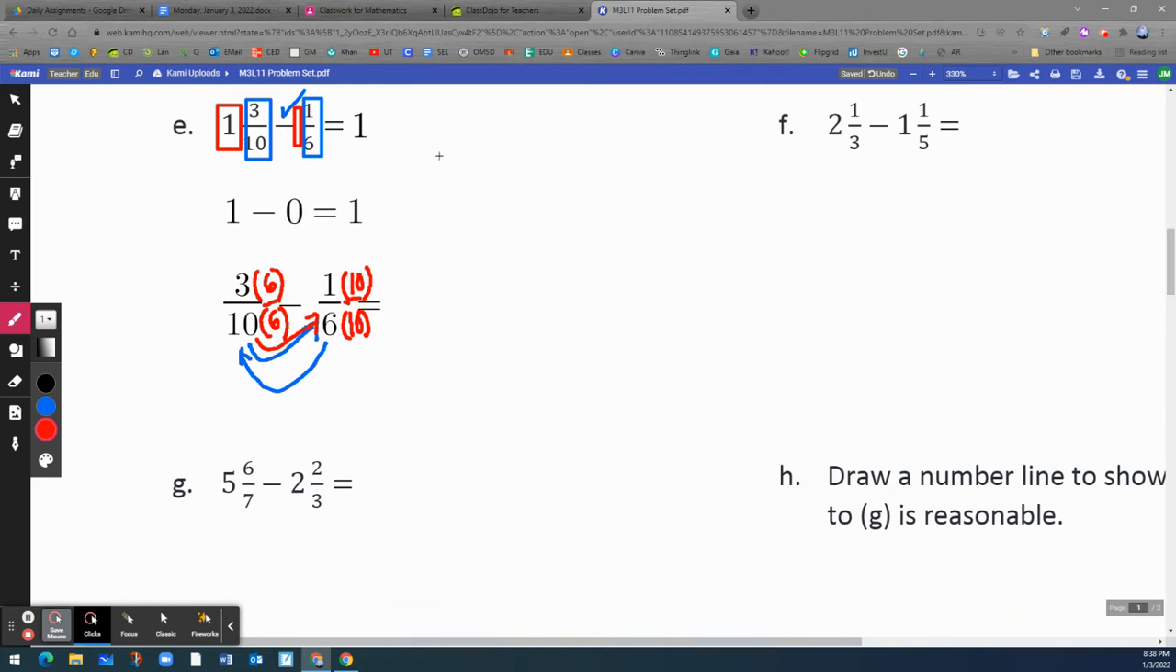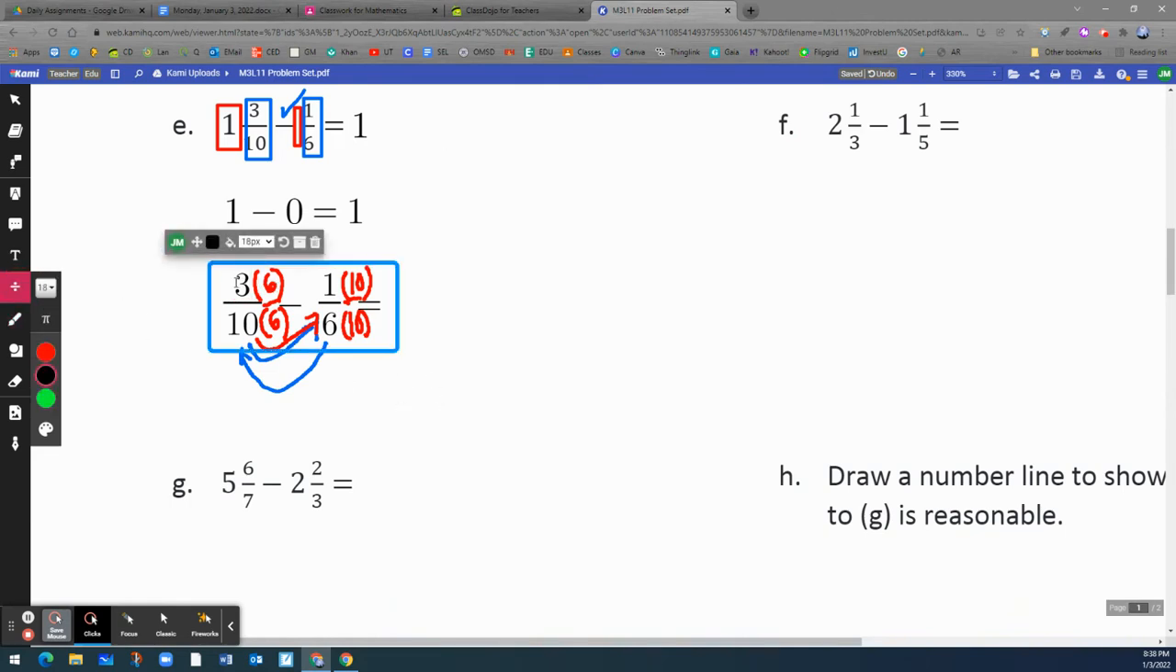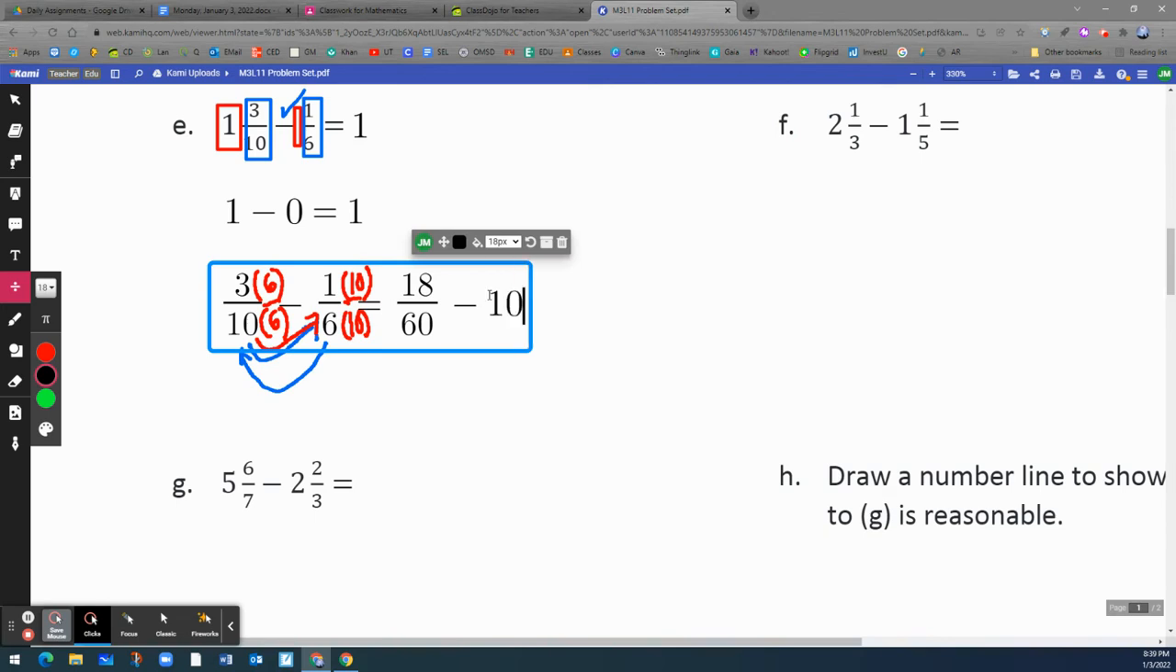So now we have 3 times 6 equals 18. Okay? And 10 times 6 equals 60. So that will be the answer below. And remember, this is a subtraction. Now, 1 times 10 equals 10. And 6 times 10 equals 60.